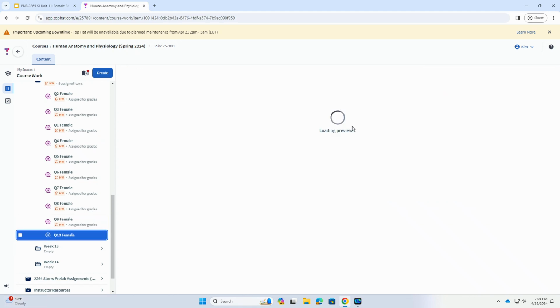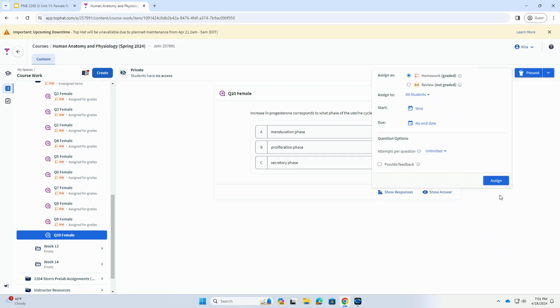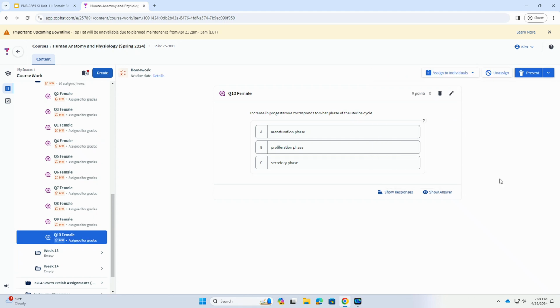Okay, last one. An increase in progesterone corresponds to what phase? And that's the secretory phase.